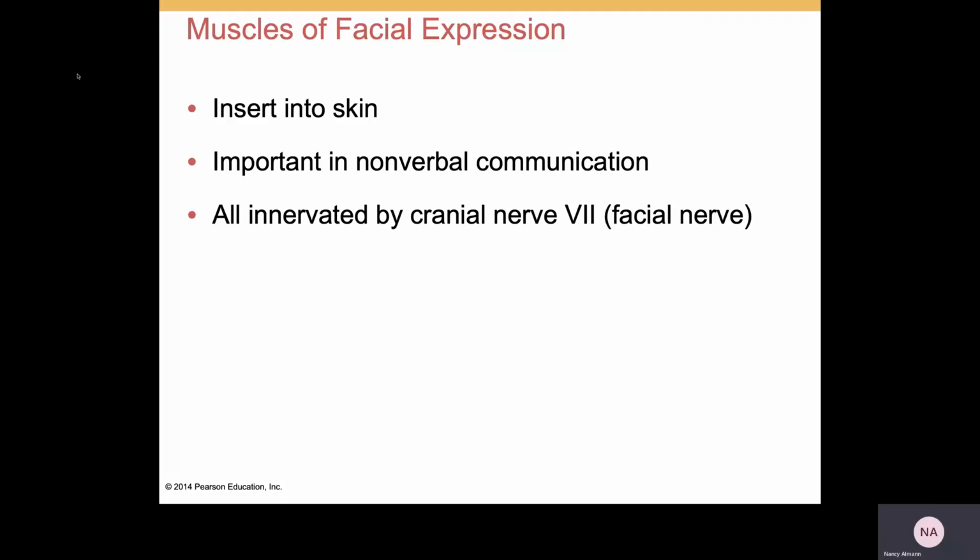They will all be innervated by cranial nerve 7, which will be the facial nerve. Remember that you have various cranial nerves. You're going to have 12 of them, and there will be pairs. So, sure enough, each side of your face will be innervated by a pair of cranial nerve 7.